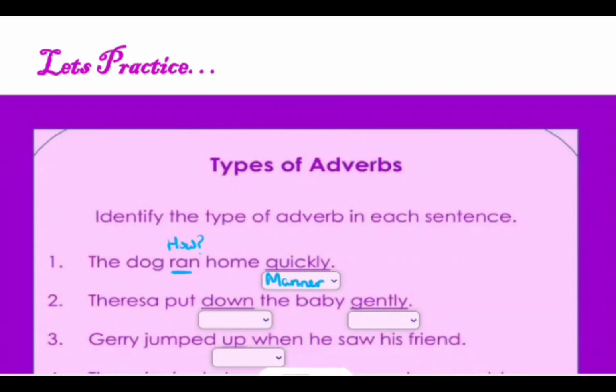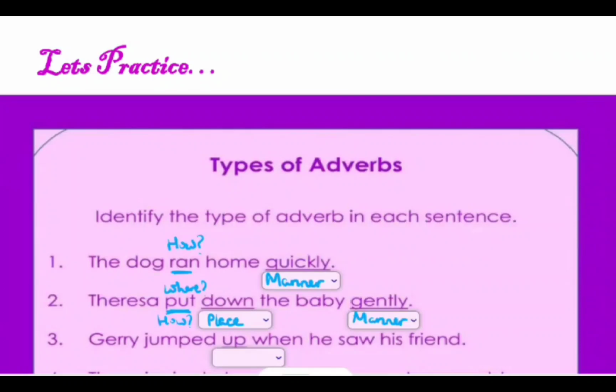Teresa put down the baby gently. Where did she put the baby? She put it down. So where, I get the answer of where. So it's adverb of place. How, the same verb, you ask the question how. How did she put down the baby? She put it down gently. So you get the answer of how as well. So it becomes adverb of manner.